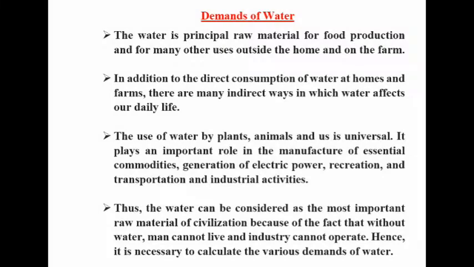Next point is demands of water. The water is the principal raw material for food production and for many other uses outside the home and on the farm. In addition to the direct consumption of water at homes and farms, there are many indirect ways in which water affects our daily life. The use of water by plants, animals, and us is universal. It plays an important role in manufacture of essential commodities, generation of electric power, recreation and transportation, and industrial activities.